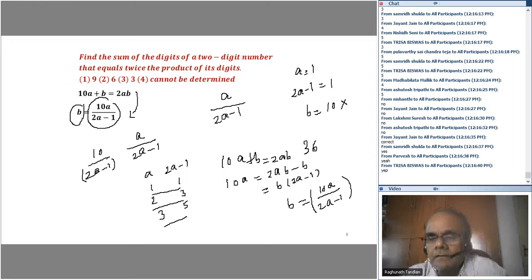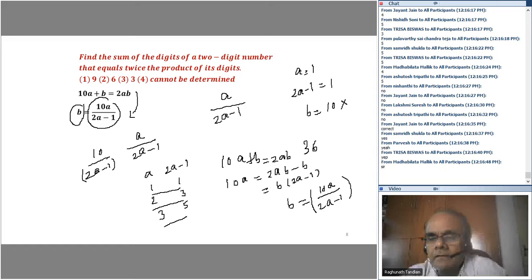Are we clear? It can, except when a is 1, it's not divisible. If a is 4, what happens to 2a minus 1? 7. When a is 5, it becomes 9. Therefore, a by 2a minus 1.